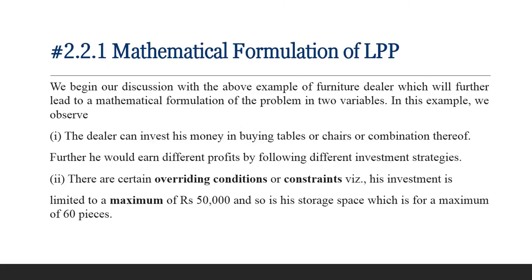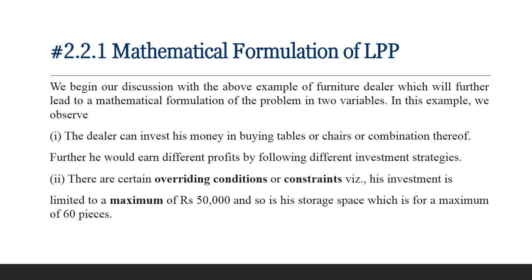Now let us go and apply here. We begin our discussion with the previous example of the furniture dealer, which will lead to a mathematical formulation of the problem in two variables. Two variables in the sense of two products, table and chair. In this example, we observe, number one, the dealer can invest his money in buying tables or chairs or both. Further, he would earn different profits by following different investment strategies.